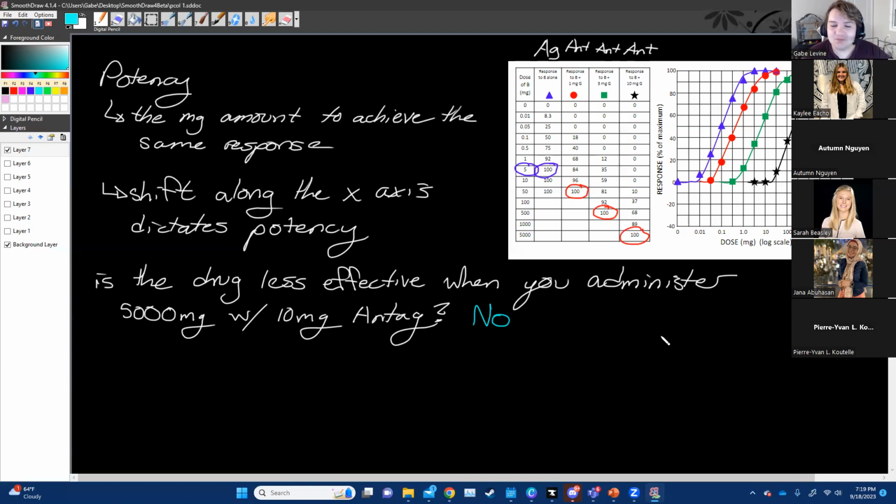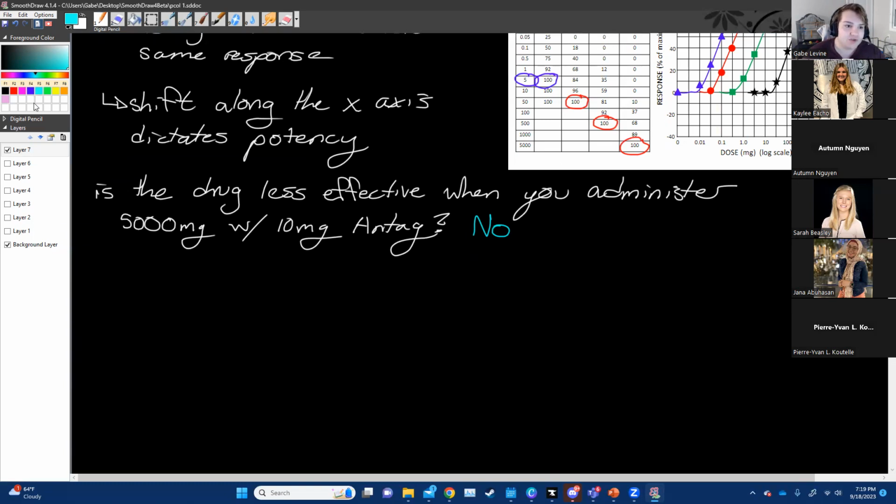An antagonist doesn't necessarily change the efficacy of a drug. It can make it so that you need almost 1,000 times the dose, but it doesn't necessarily mean that if you give enough drug, you are going to have a certain percentage of the response.